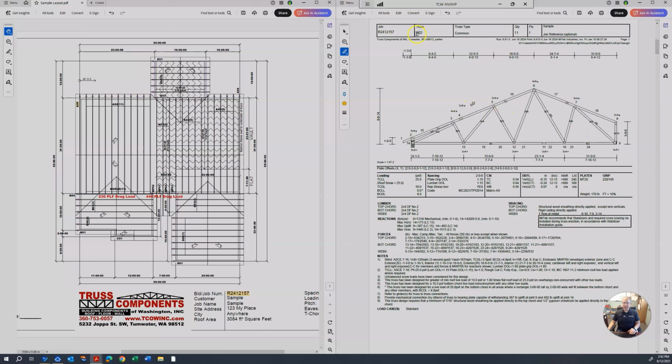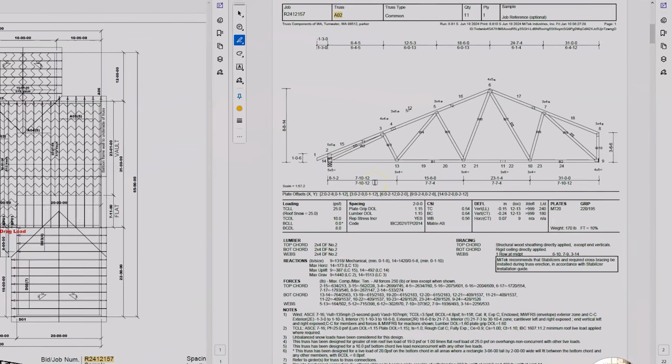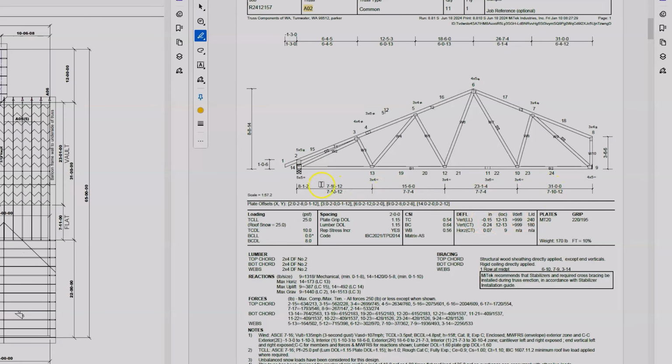Okay, so this is the A02 truss. It's just next in line. It's this set right here. And so first off, we can see what is the span of our truss. And so the span is typically given in two different dimension lines. One is a cumulative and the other is individual points across the truss. And so this one here, that's our cumulative span of 31 feet.